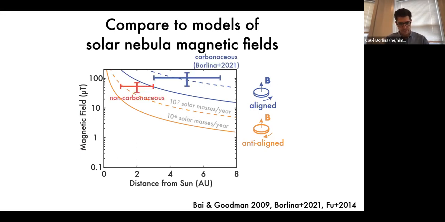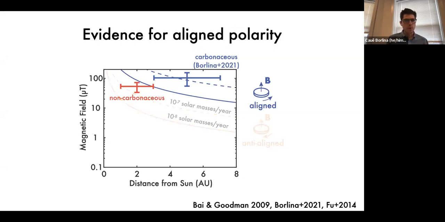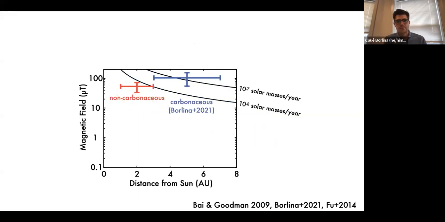And what we can do on top of this plot is plot the data from the non-carbonaceous reservoir, which is closest to the sun, while plotting the data from the carbonaceous reservoir further out, and compare what is happening in those two regions while looking at the models. So what we observe at the first order is that we have evidence for aligned polarity. Both data points seem to favor an aligned polarity for the early solar system. So we're going to be focusing on these aligned polarity plots for the remainder of the talk.